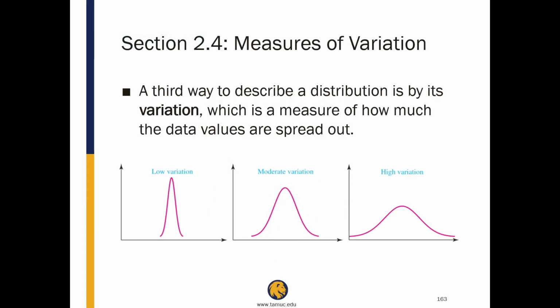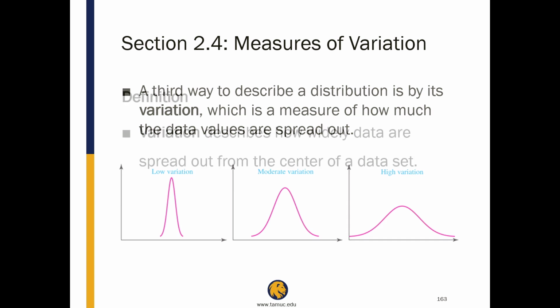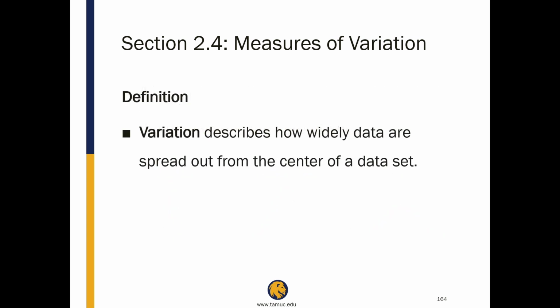A third way to describe a distribution is by its variation, which measures how much the data values are spread out. So of these three pictures here, the one on the left is very narrow and tightly packed into the middle. We say that has low variation. As it spreads out, we say it has higher variation. So variation describes how widely the data values are spread out from the center of a data set.